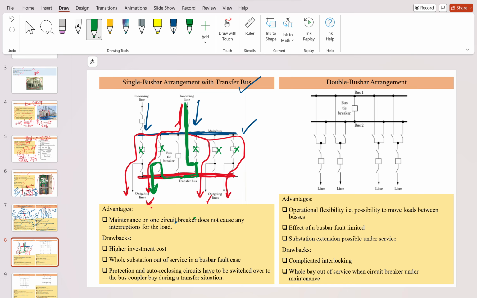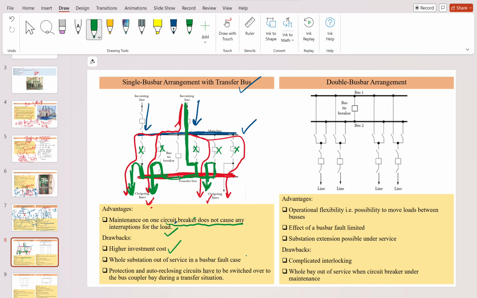So that's why this kind of arrangement is there. This was the normal path and this was the changed path. Suppose this wants to feed this load, so it will move like this. Suppose you want to feed this line, so it will flow like this. So this gives reliability: maintenance on one circuit breaker does not cause any interruption for the load. When maintenance is there, you can use the transfer bus. Investment cost will be higher, a drawback, because you have to put in the extra bus bar.